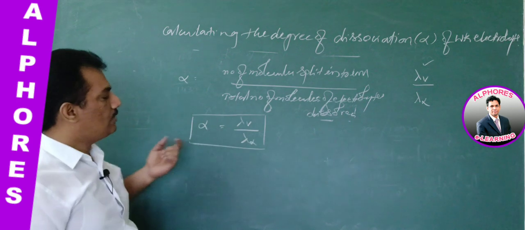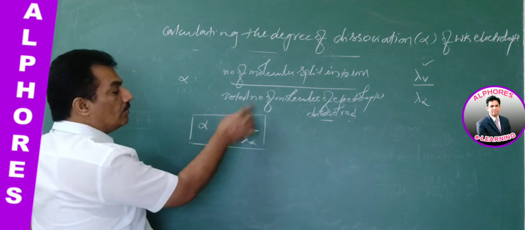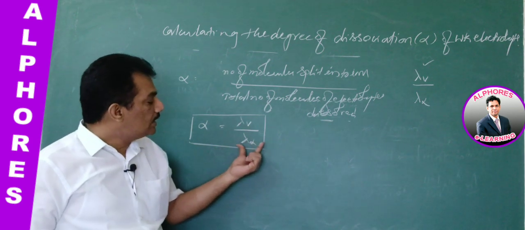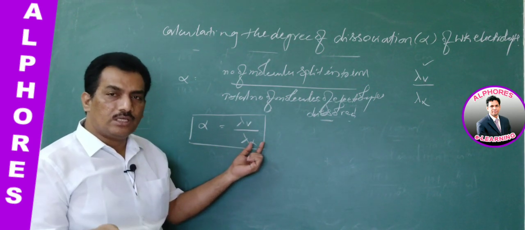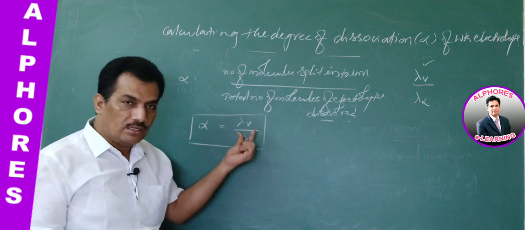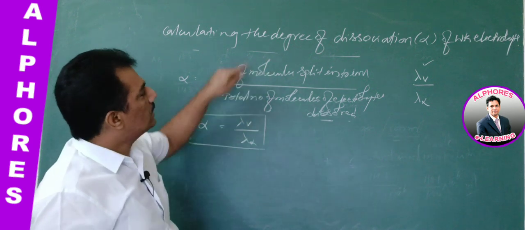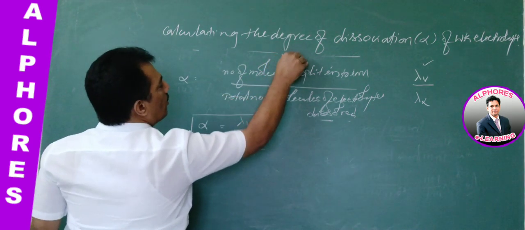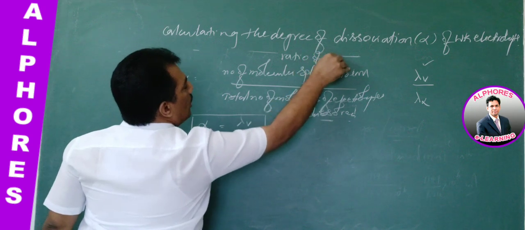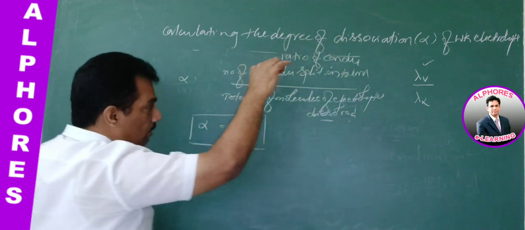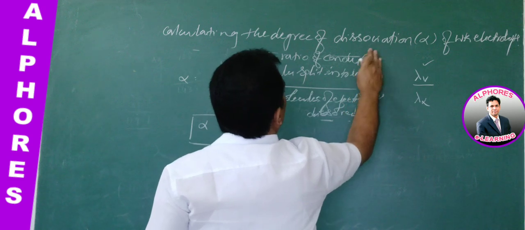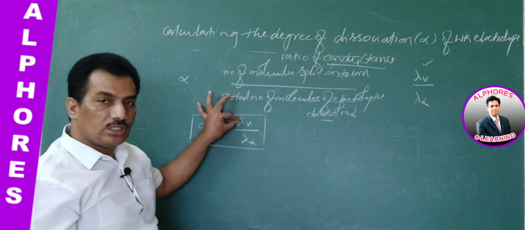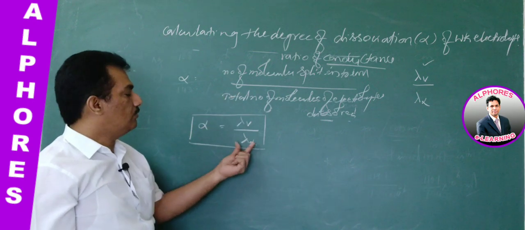Clear? So when we are considering the conductance of the electrolyte at a given dilution and the conductance at infinite dilution, we are simply considering the ratio of conductance. That's why we can consider this the degree of dissociation. Simply it is nothing but the ratio of conductance. The ratio of which conductance are we considering here? Just remember: the ratio of conductance at a given dilution to that at infinite dilution.